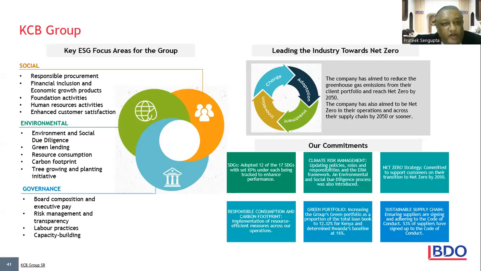You can see some of the aggressive commitments that they've taken at the bottom right-hand side of your screen. They've adopted 12 of the 17 SDGs. They have updated policies and programs, roles and responsibilities in their enterprise risk management framework. They've taken the net zero commitment and created a strategy around it. They have created a program on responsible consumption and carbon footprint. They've also looked at creating a green portfolio of investments. They're also looking at improving the sustainability of their supply chains.